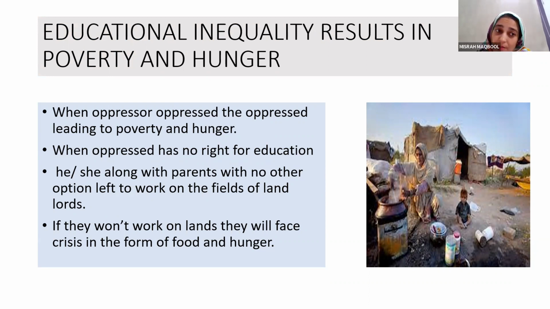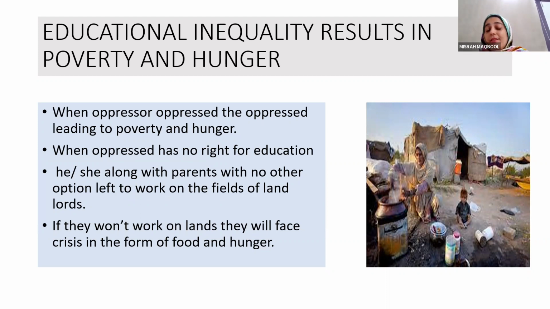So when the oppressor oppresses the oppressed, it leads to poverty and hunger. When the oppressed have no right to education, he or she, along with their parents, has no other option left but to work on the fields of landlords. They are compelled to work on the landlords' fields because they want to provide bread and butter to their family. How could they not? They have no other option left.